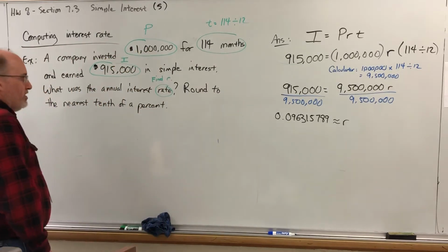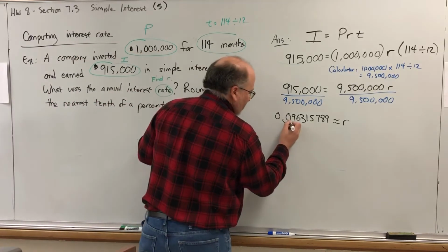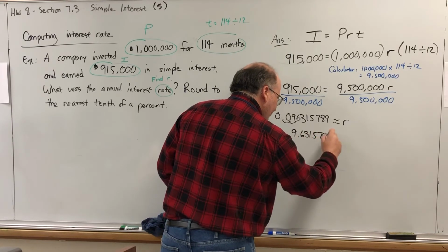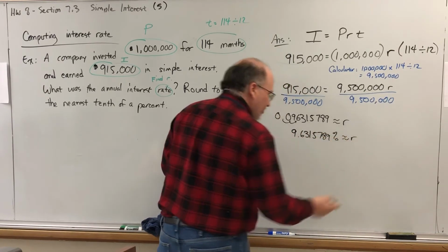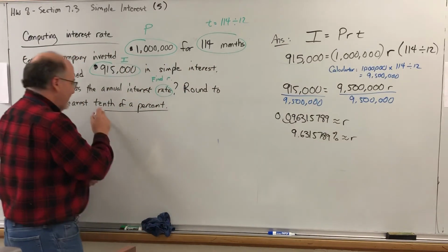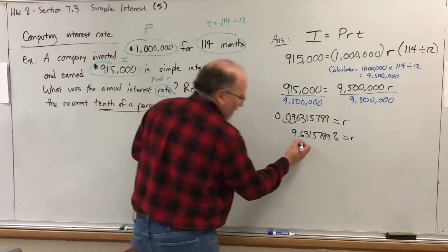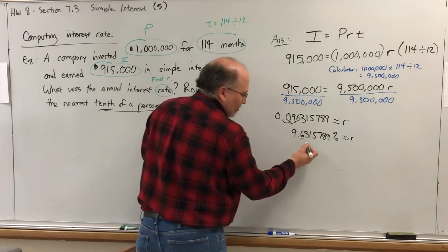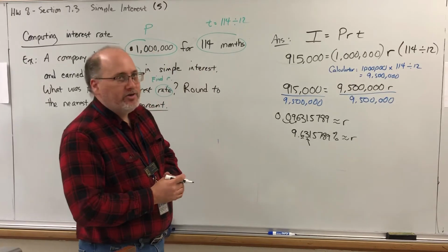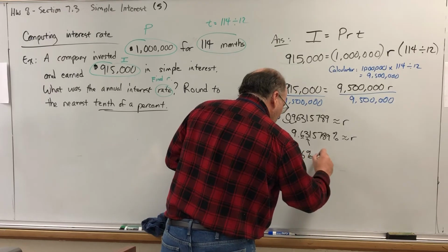Now we do want our interest rate as a percent, so we should start by moving the decimal back to the right two places. So 9.631579% is approximately what the interest rate is. But the directions do say to round to the nearest tenth of a percent. The tenths place is one place to the right of the decimal, so we need to round to one decimal place. If we look to the right, the digit in the next decimal place is a 3. That's not large enough to round up. So we would round down to 9.6% interest.